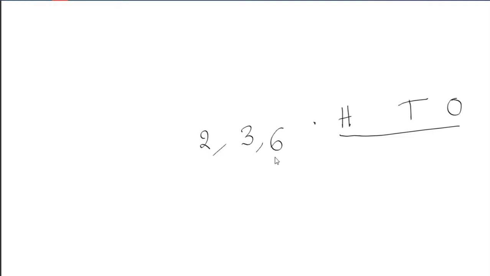Among these three numbers, which is the greatest? 6 is the greatest, then 3, then 2. So 2 is the smallest number. What we are doing is creating the greatest number by using these three digits: 2, 3, 6. Among these three, 2 is the smallest one.